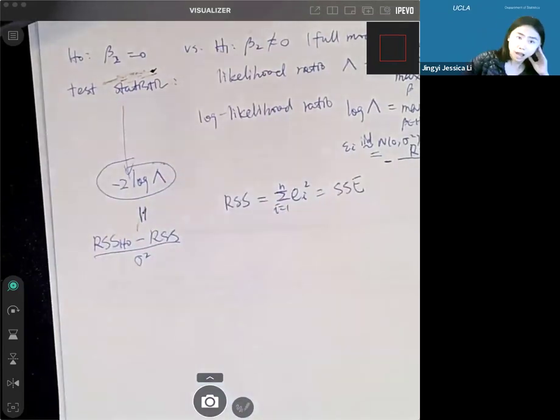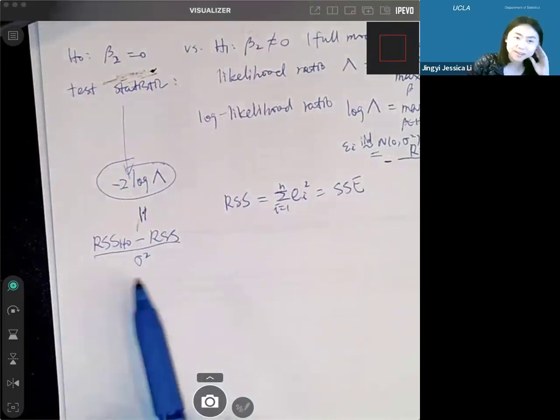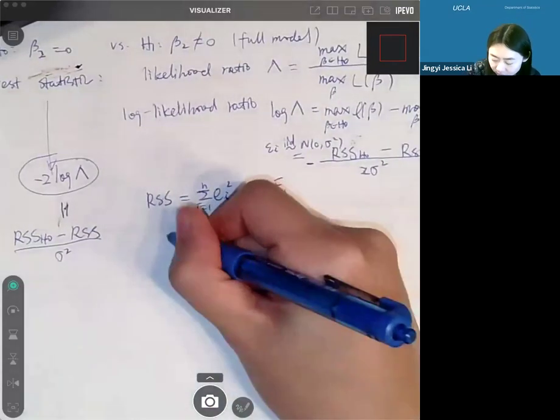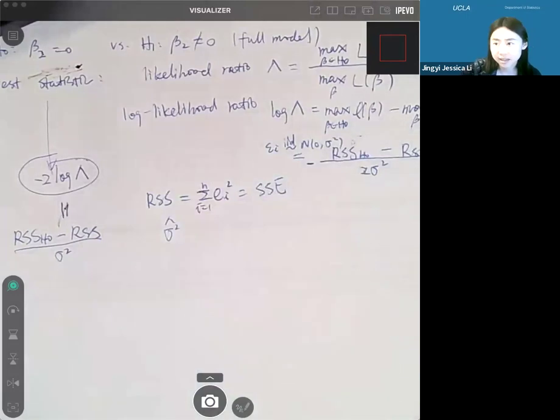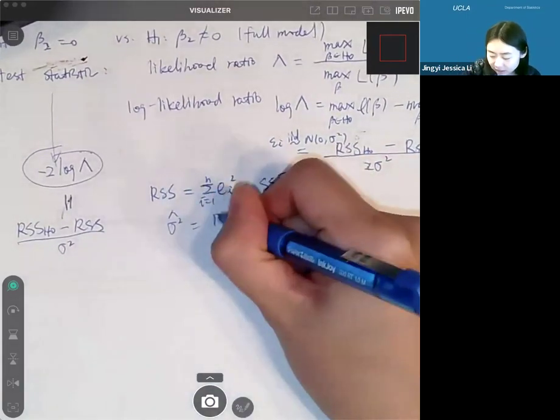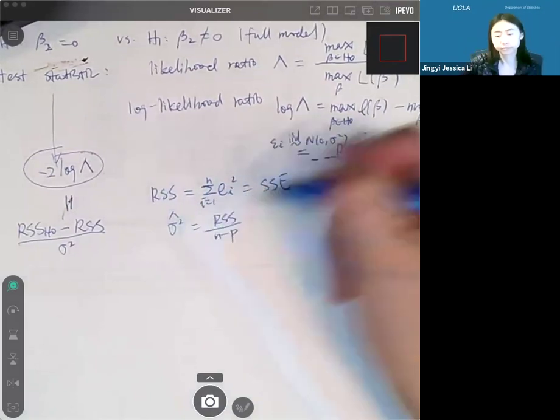Again, this is not a practical test statistic because sigma square is unknown. So we need plugging in again. And here is an interesting question for you. Which one should we plug in? How do we plug in the sigma square? Recall that sigma square hat, the unbiased estimator we just talked about today, is RSS over n minus p.